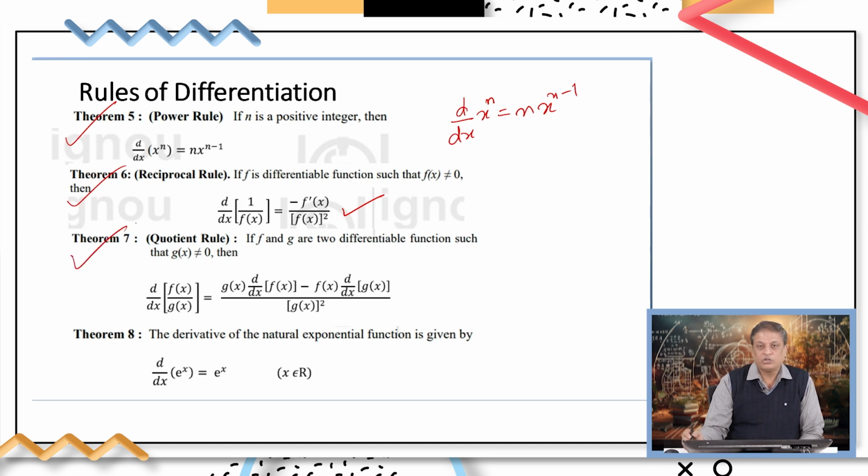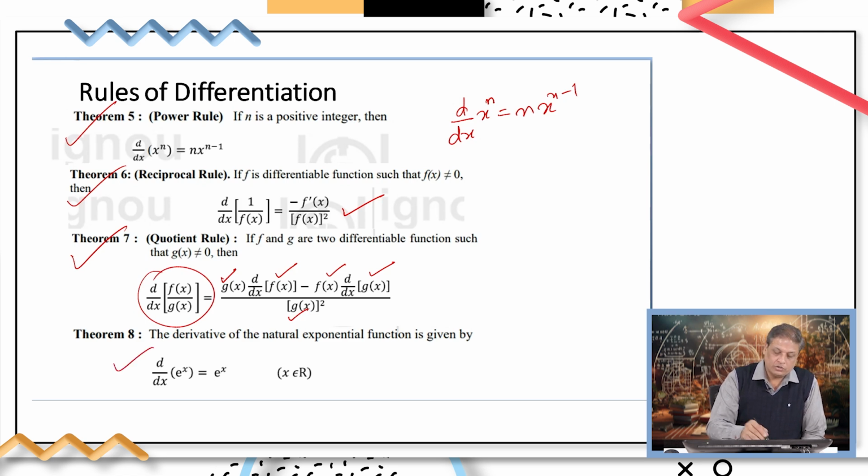The quotient rule was quite important, and you need to understand the sequence of performing differentiation. The denominator function into the derivative of the numerator function minus the numerator function into the derivative of the denominator function, upon denominator function square, will be equal to d dx of f x by g x.